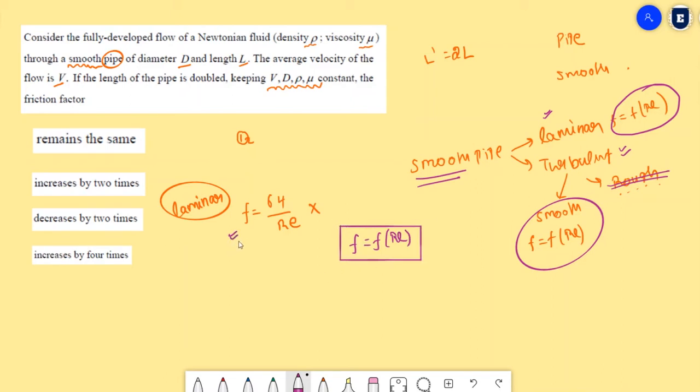Even if you use the formula and say that friction factor depends on Reynolds number, it is correct, meaning it will give you the answer correctly. But in this question they didn't mention that it is laminar. That has to be noted. It can be laminar or it can be turbulent, and turbulent here means smooth pipe turbulent flow. So obviously the friction factor is a function of Reynolds number alone. This is the first conclusion I'm making from this question: friction factor is a function of Reynolds number alone.